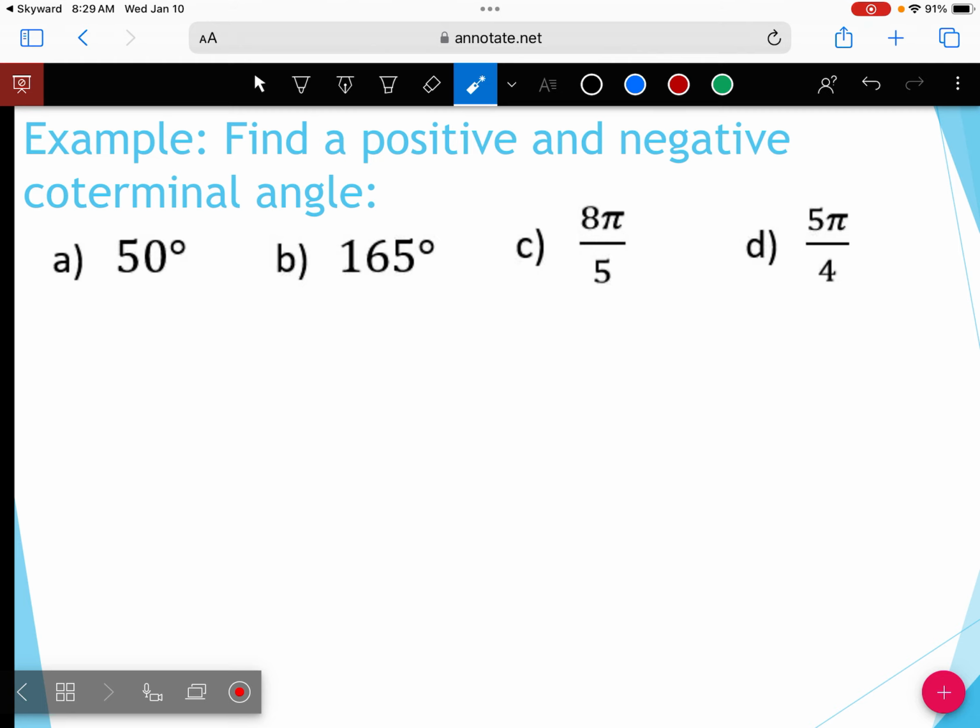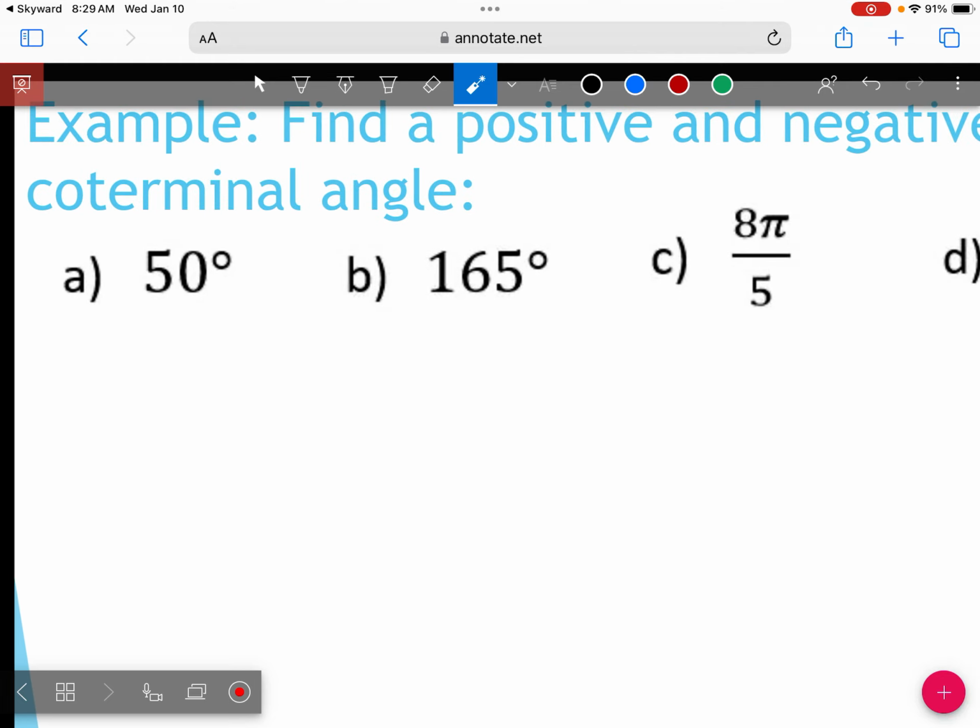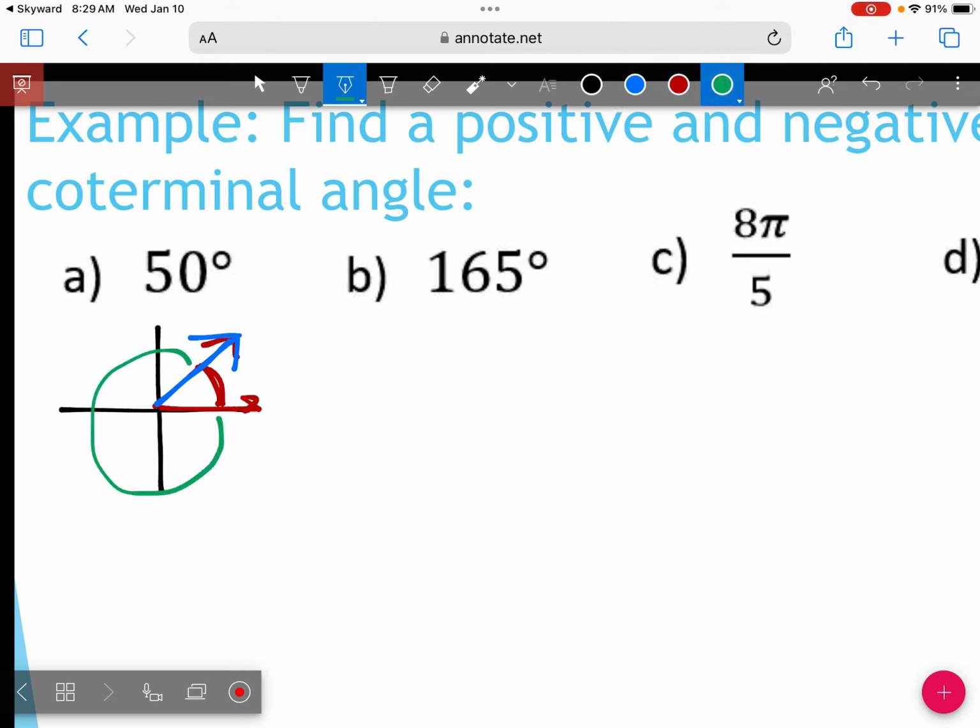So for 50 degrees, a 50-degree angle, what quadrant would this fall in? Yep, the first. Good. So it would be about here. This is the terminal side, though. There is another way to get to that blue ray. Instead of rotating counterclockwise, we could go clockwise.